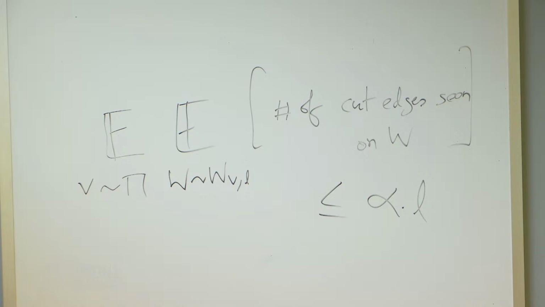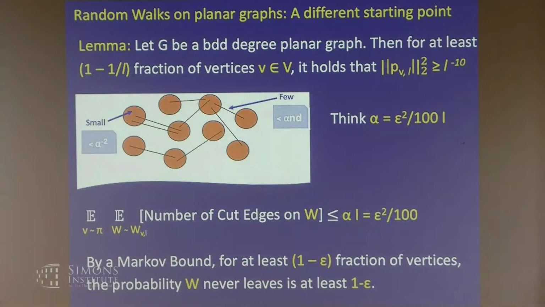So you observe that that expectation is at most epsilon squared over 100, which means the following. Now those expectations appear. My apologies. By Markov bound, you can show that for at least 1 minus epsilon fraction of start vertices, the probability that your walk W never leaves its home copy, never leaves the hyperfinite piece it originated in, is at least 1 minus epsilon, which tells you that the 2-norm of P_v^L squared for an overwhelming majority of vertices is in fact large. It's at least some poly(epsilon).